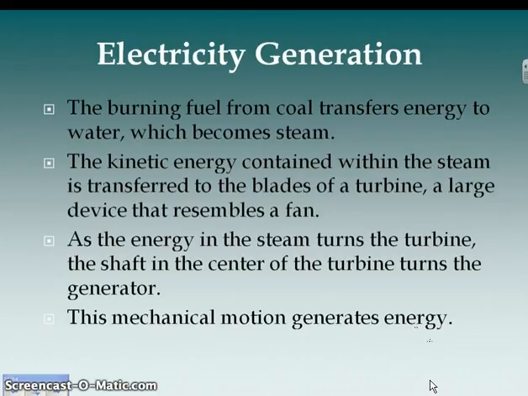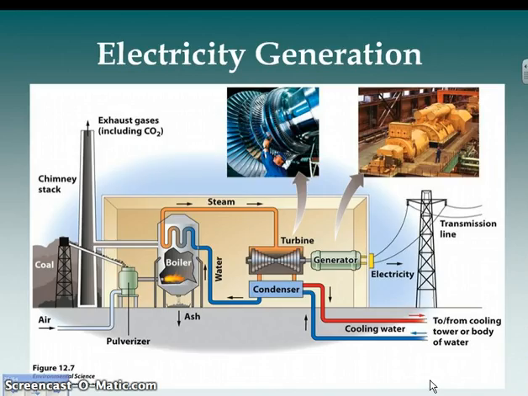So the steam is going to spin the fans of the turbine, and as the turbine spins, the shaft that's in the center is going to be connected to a generator. And the mechanical motion of the spinning shaft is going to generate the electricity. So again, those are the steps that are listed there for you, and this picture pretty much goes through the same thing that I just described.